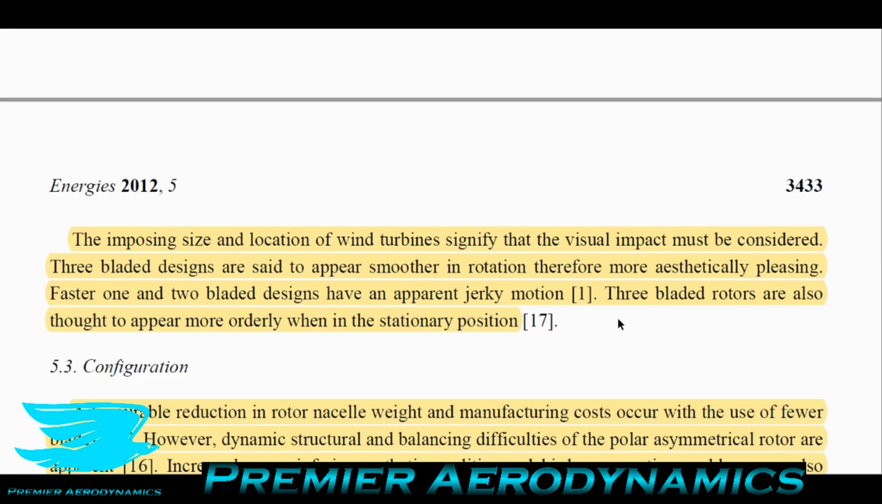Yeah. So three-bladed designs are said to appear smoother in rotation, therefore more aesthetically pleasing. In other words, people think that three-bladed designs look better than any other design because they are smoother when they rotate and more symmetrical when they look. Faster one- and two-bladed designs have an apparent jerky motion. Three-bladed rotors are also thought to appear more orderly when in their stationary position. So they look nicer, and I agree.